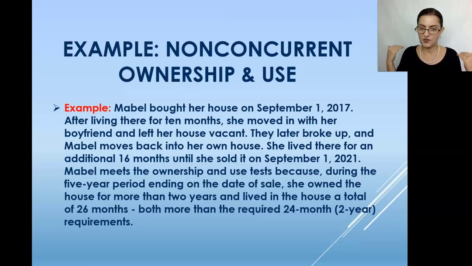You look back 5 years from the date of the sale. She owned the house for more than 2 years. So all the time between 2017 and 2021, she owned the house. So she meets the ownership test, no problem.